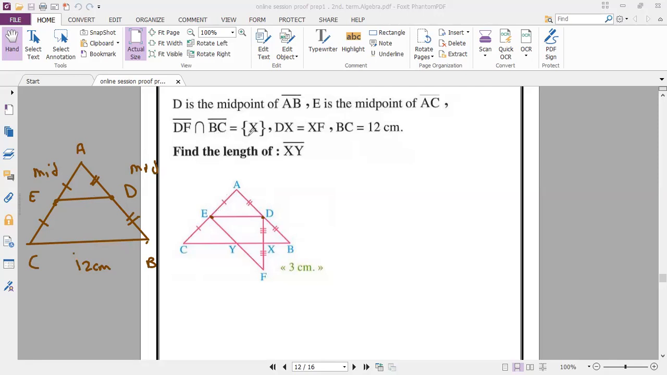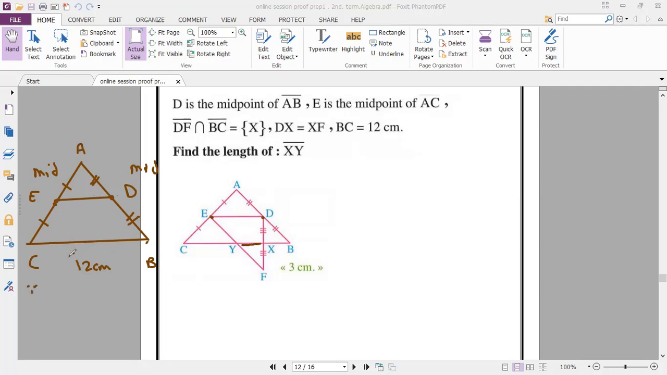DF intersection BC equals X, and DX equals XF. I want to get the length of XY here. So let's take it step by step. Because E is the midpoint and D is the midpoint, ED equals half length of BC, and ED is parallel to BC. That I want to say.